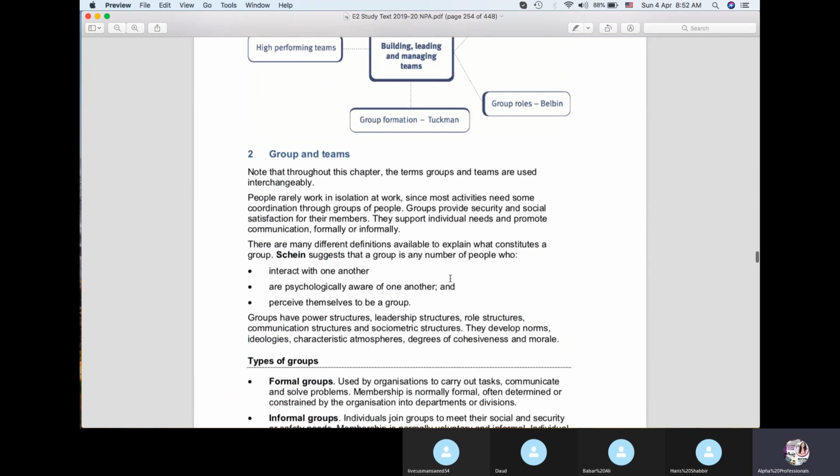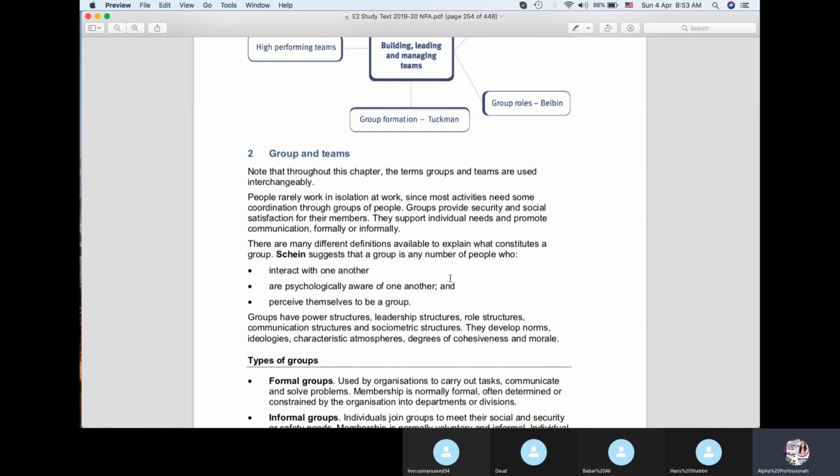So, what is a group? A group is any number of people who interact with one another, are psychologically aware of one another, and perceive themselves to be a group. If you put together a group of people who don't know each other, that won't be called a group, because in a group it is important that the members are psychologically aware of each other. They know each other. And in situations where people don't know each other, the organization organizes an orientation session, which gives them an opportunity to get to know each other in detail.